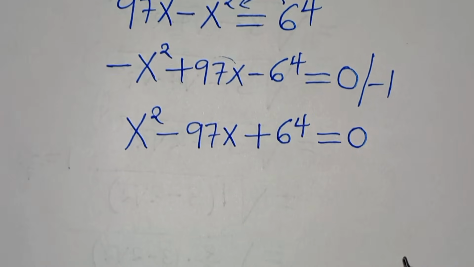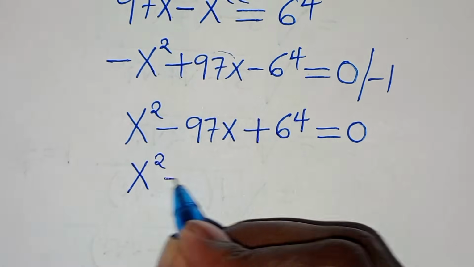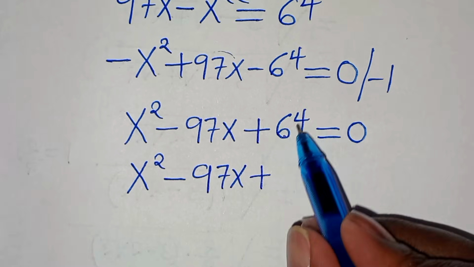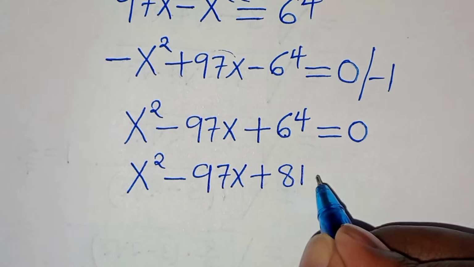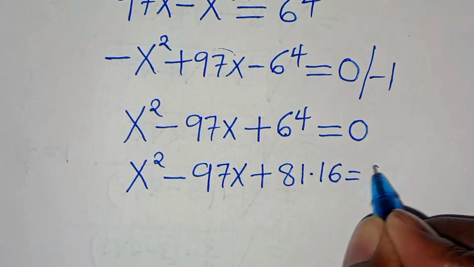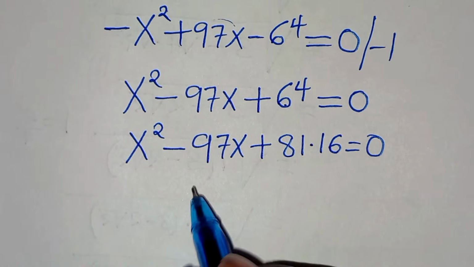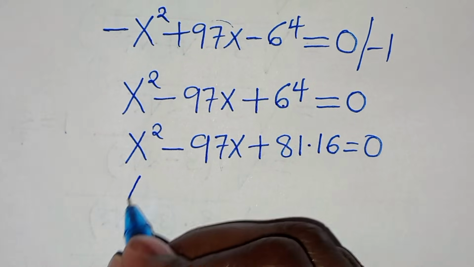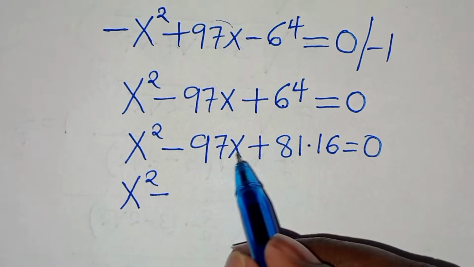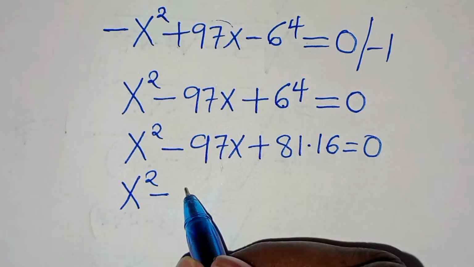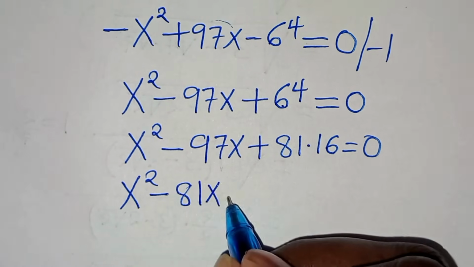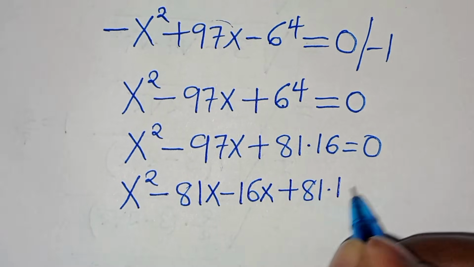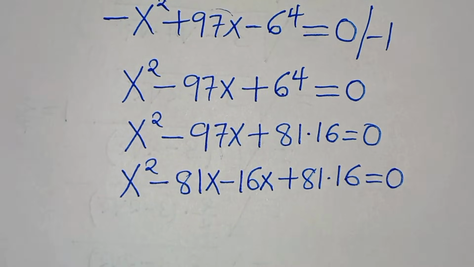equal to 0. Now this is x to the power of 2 minus 97x, then plus, we can express 6 to the power of 4 as 81 multiplied by 16, and this is equal to 0. So this is a quadratic equation that we can solve by the factorization method. That is x to the power of 2 minus 97x, which can be expressed as minus 81x, minus 16x, then plus 81 times 16, equal to 0.